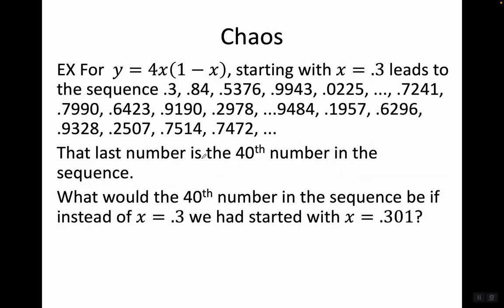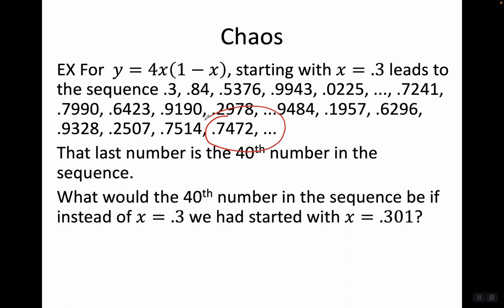For y equals 4x times 1 minus x, starting with x equals 0.3, we get the sequence 0.3, 0.84, 0.5376, and so on. That last number in the sequence, 0.7472, is the 40th number in the sequence.